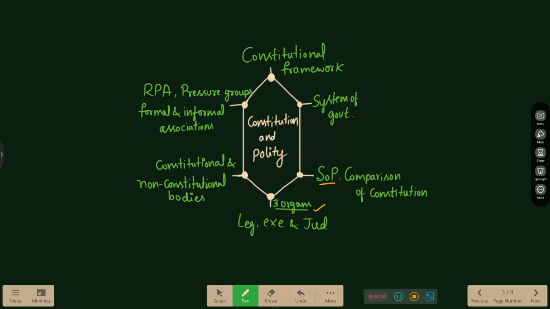Try to recall it once. Pause this video and recall these 6 dimensions. Later on we'll see topics within these dimensions.